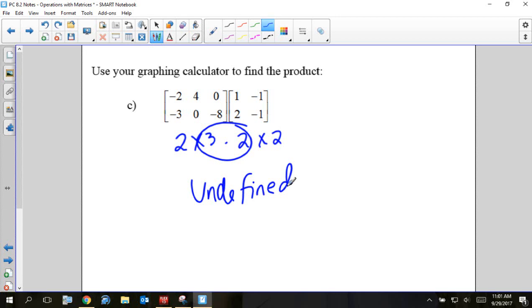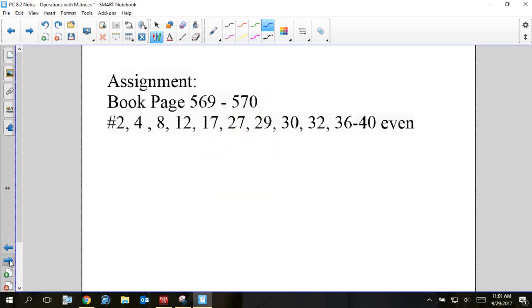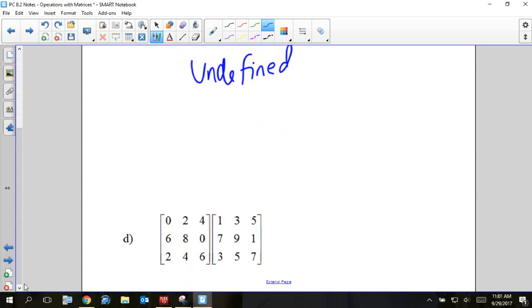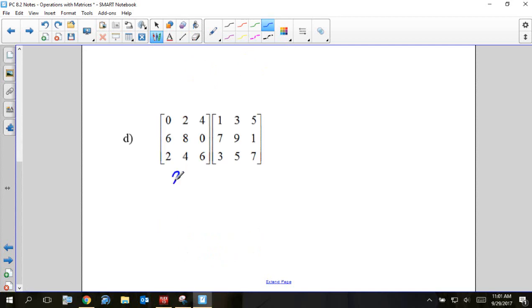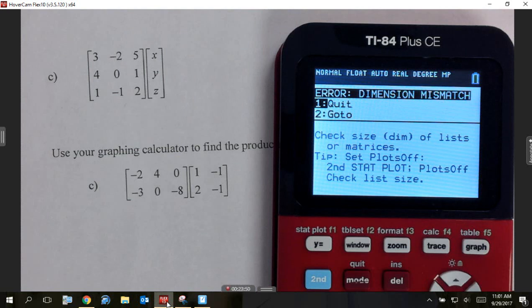Let's do the next one. Can we do D? We got a 3 by 3 times a 3 by 3. Yes, we can do that one. So now you practice entering it and multiplying them. I will do it up here so you can check your answer to see if it worked. You practice multiplying them on your calculator.